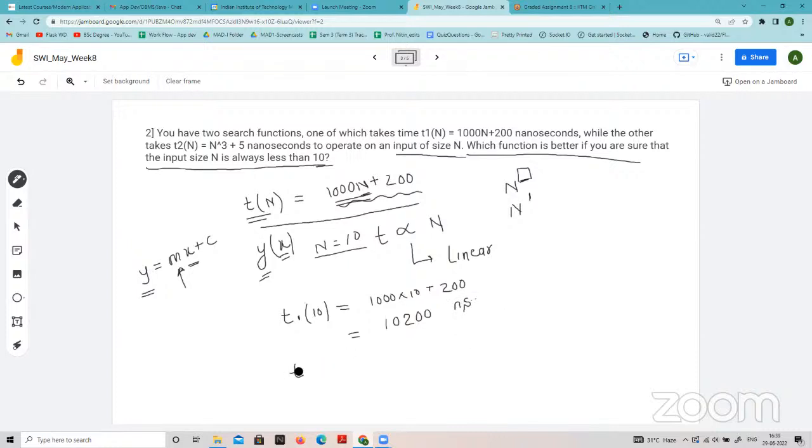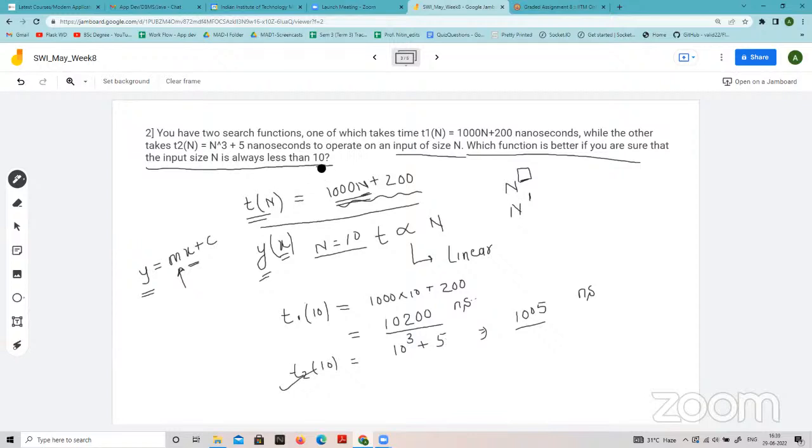And similarly, if you do it for T2 at 10, what will you get? 10 cube plus 5, right? So the answer would be 1005 nanoseconds. So here we can compare that the time taken by function 1 is quite a bit greater, about 10 times more, than the time taken by the T2 function. So which function is better? Definitely T2. Okay, this is one way of doing it.